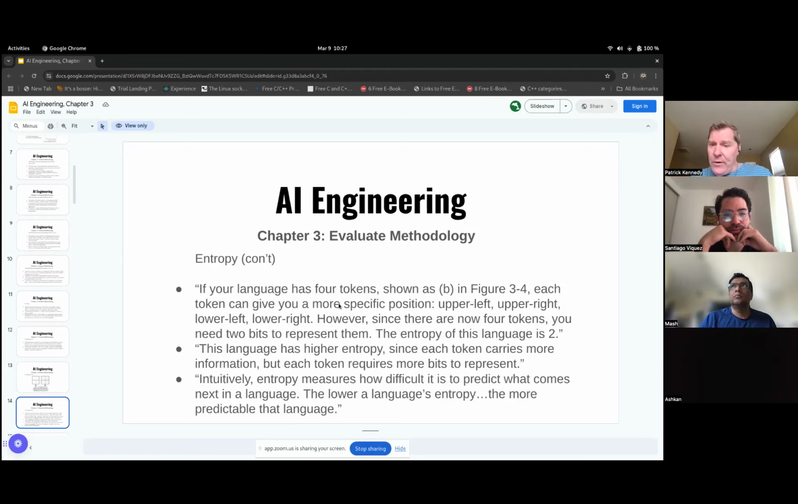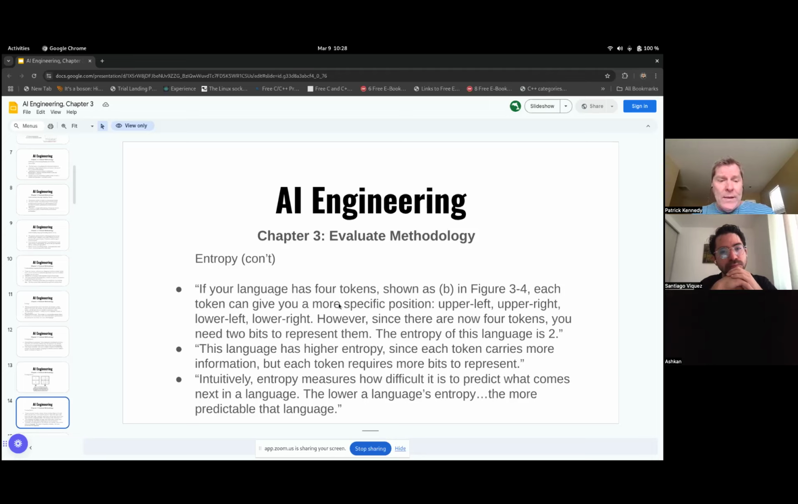This language has a higher entropy than the one with only 1 bit, since each token carries more information, but each token requires more bits to be represented. Intuitively, entropy measures how difficult it is to predict what comes next in the language. The lower a language's entropy, the more predictable that language. Okay, that's interesting. So the lower the entropy, the more predictable the language, but then I guess you can't do as much with it.